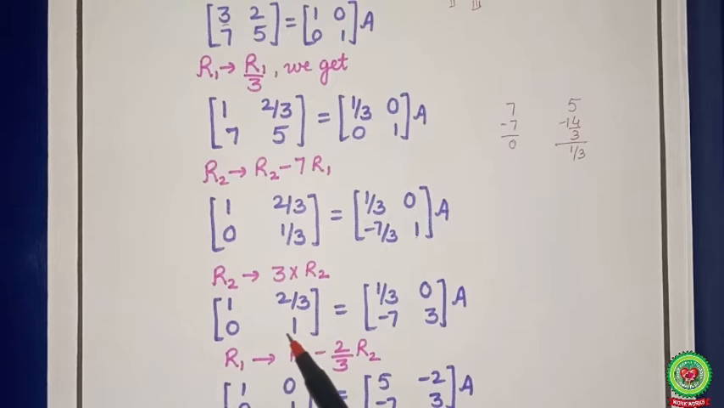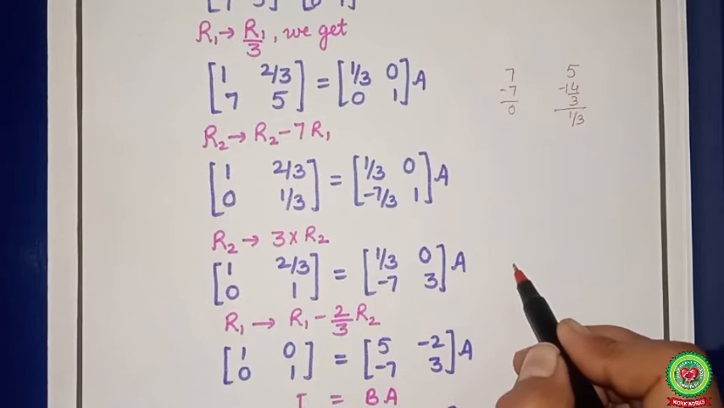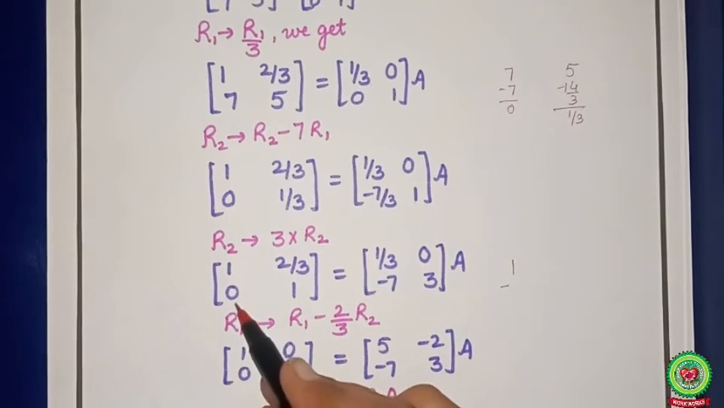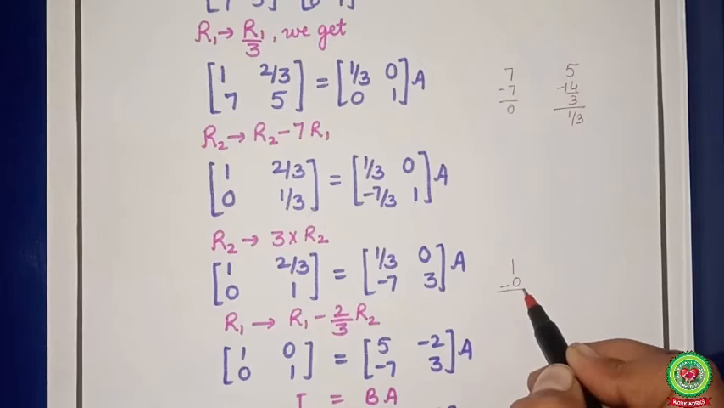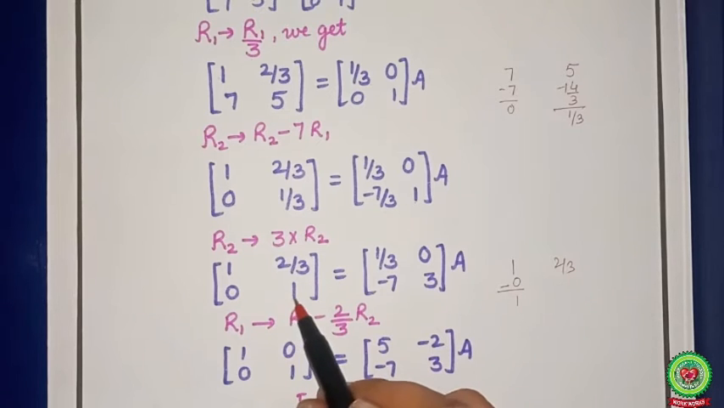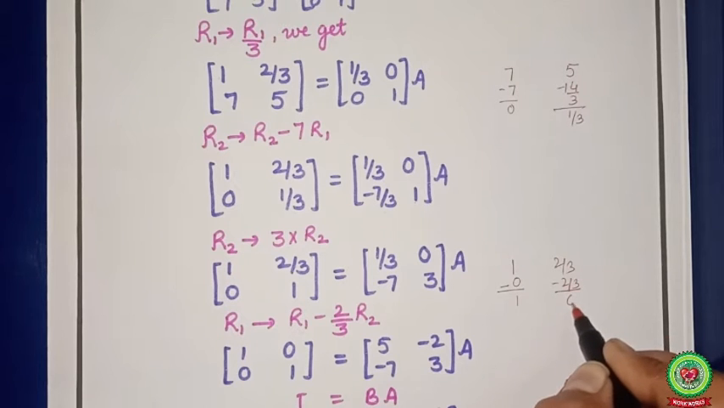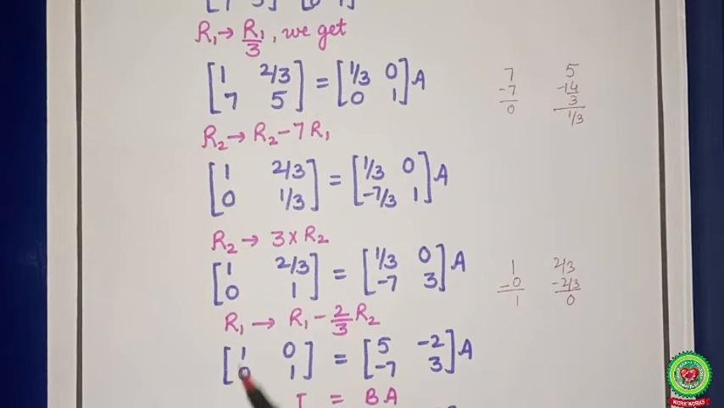Now using the row 2, we will make this element 0. Now R1 changes to R1 minus 2 by 3 times R2. So in the first case it will be 1 minus 2 by 3 times 0, which is 0 only, so it remains 1. Second, 2 by 3 times the second row and minus, so minus 2 by 3, the answer will be 0. So here we get 1 0 0 1.